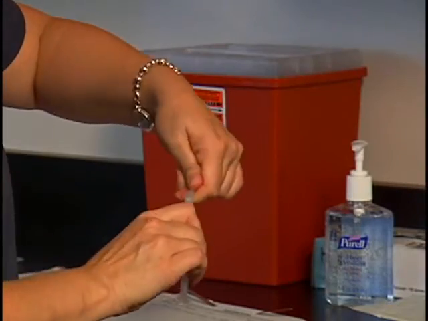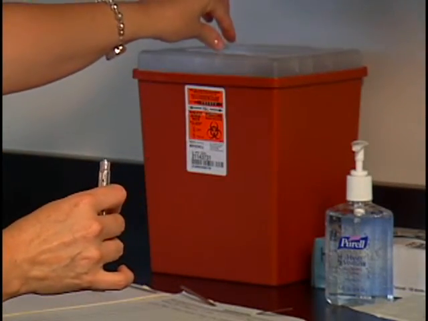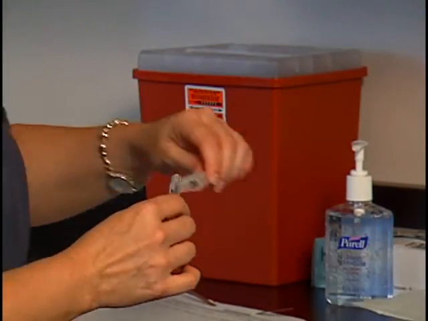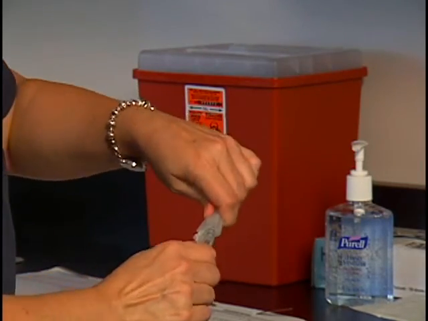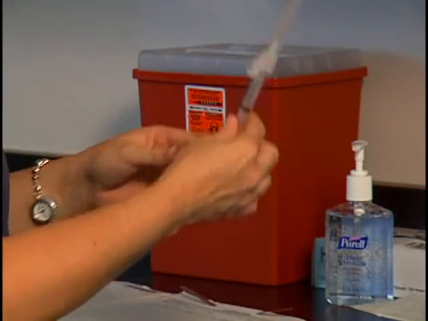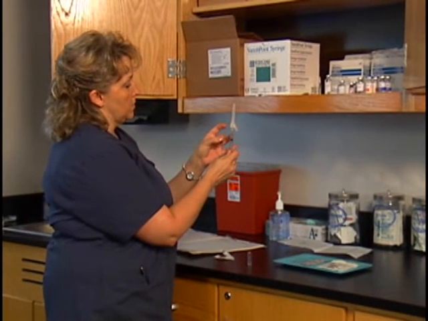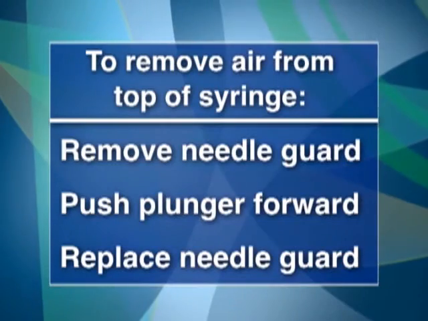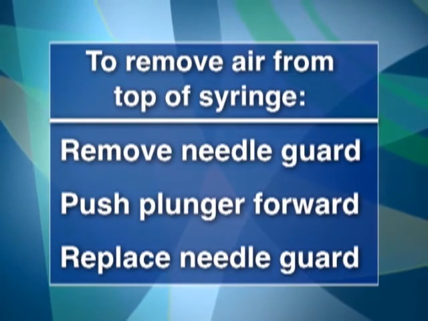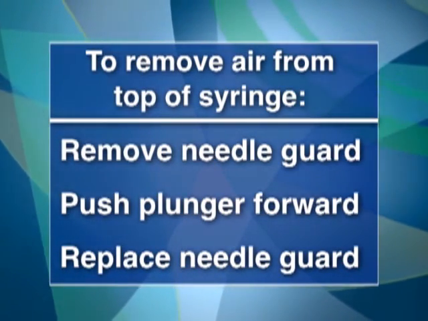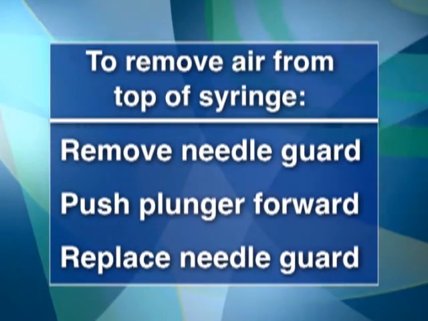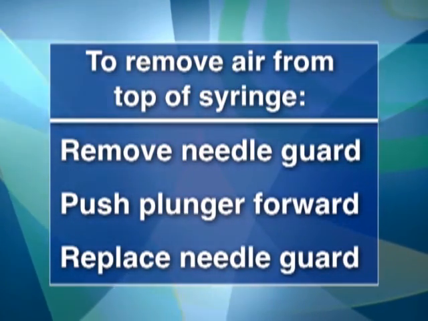Remove the filter needle and guard from the syringe and discard them in a biohazard sharps container. Reapply the regular needle and guard to the syringe. If air bubbles are in the syringe, hold the syringe in a vertical position and tap the barrel with the fingertips until they disappear. Remove the air at the top of the syringe by removing the needle guard and slowly pushing the plunger forward. Replace the needle guard.